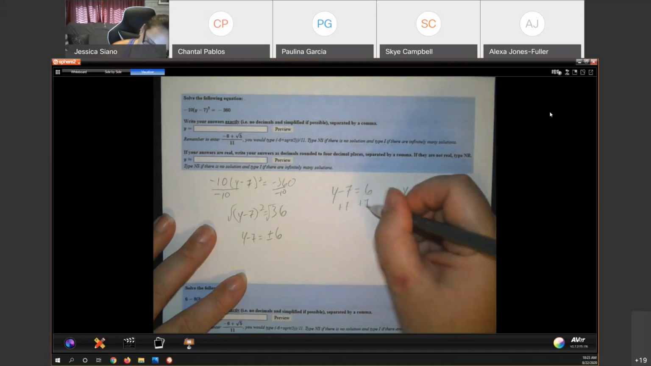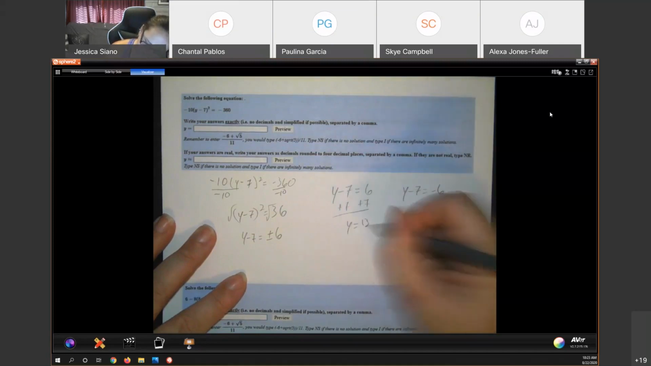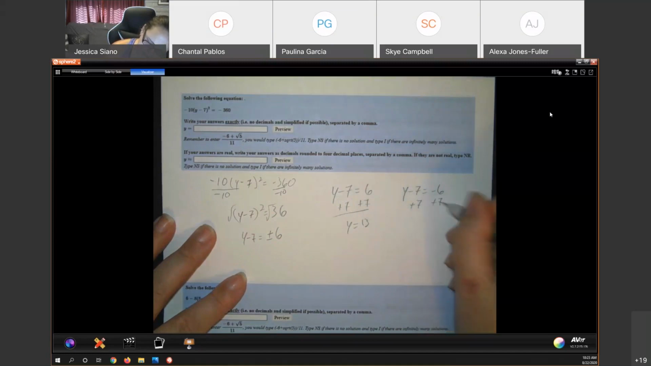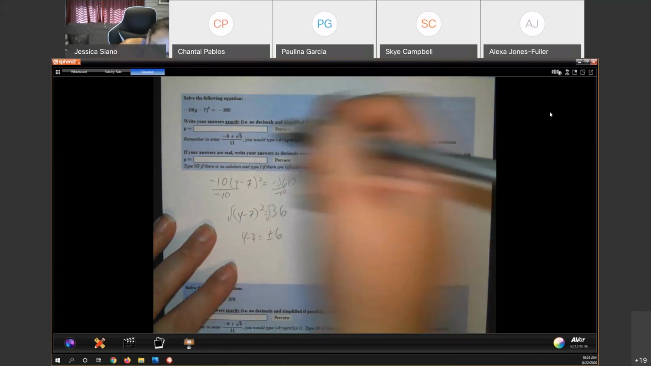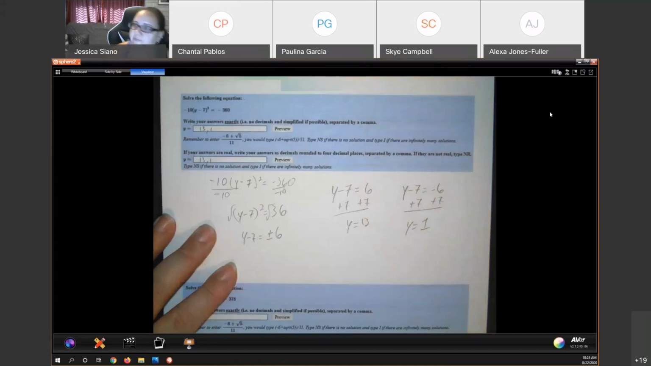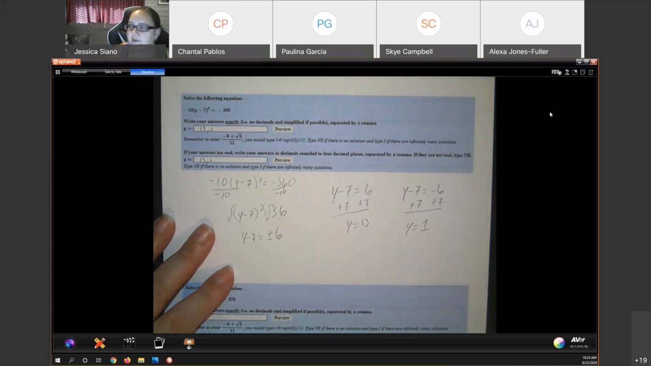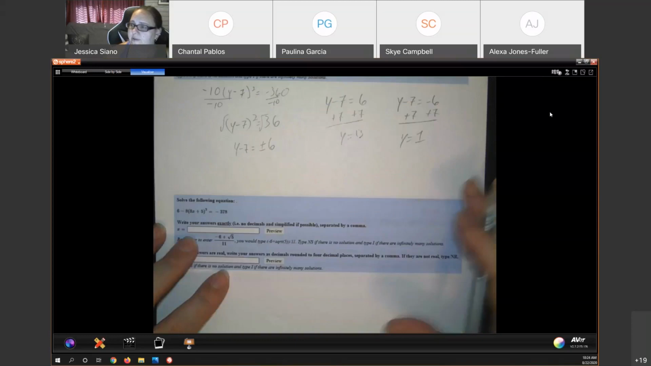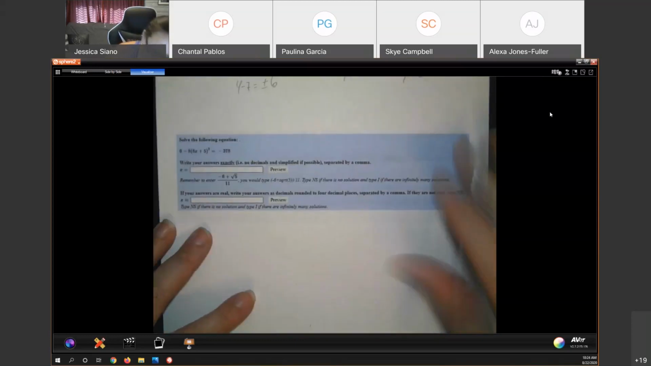Plus 7, plus 7. And then you're just going to put those in separated by a comma. 13 and 1. Or 1 and 13, but that doesn't matter. Okay.